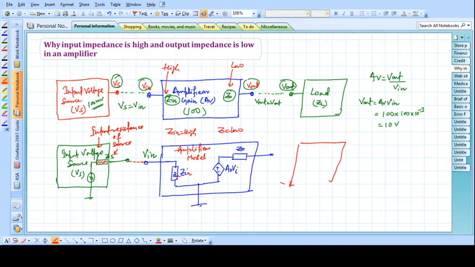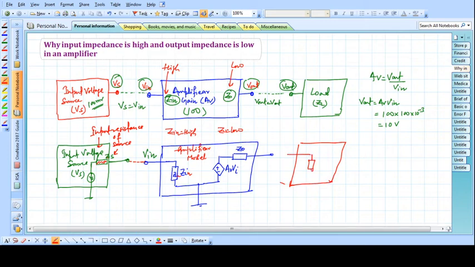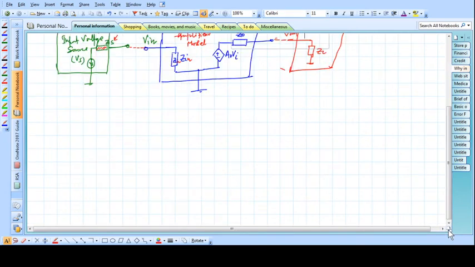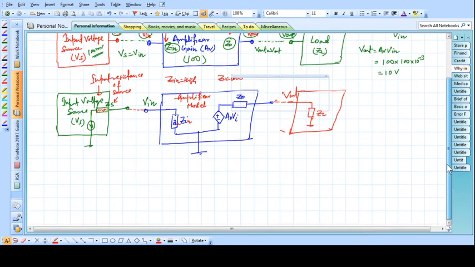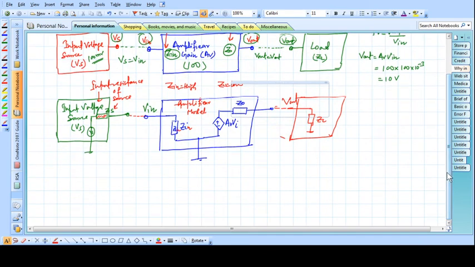And for the other one, what we are doing, we are just making a load. So this should be your load ZL, and this should be your Vout. Is it okay? So now what we are doing, this one is the Vs.